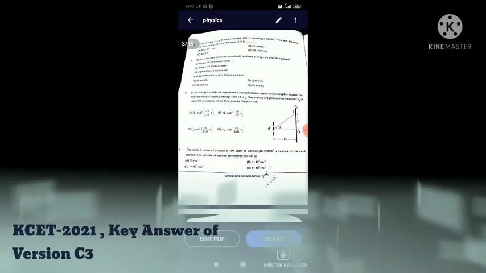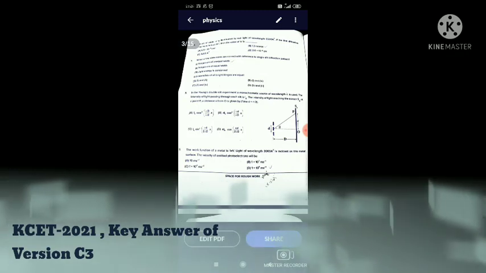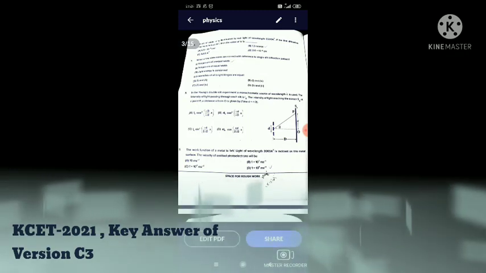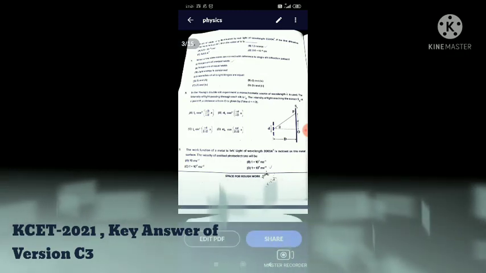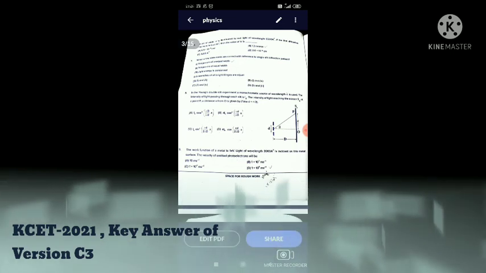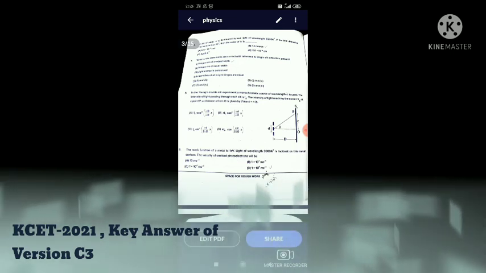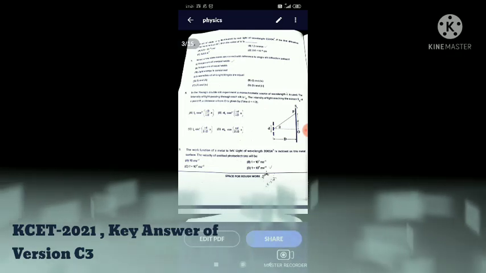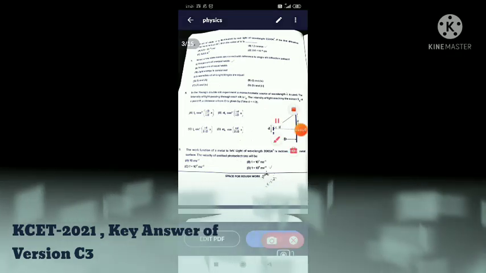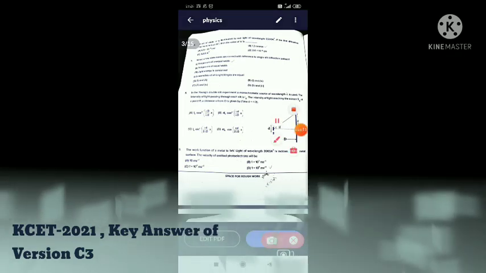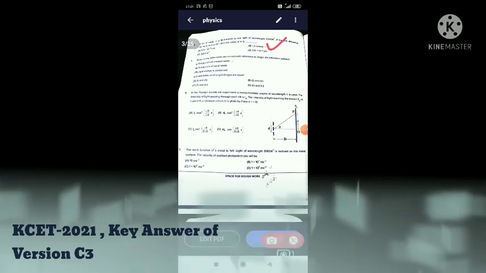The sixth question is: a slit of width a is illuminated by red light of wavelength 6500 Angstroms. If the first diffraction minimum falls at 30 degrees, then the value of a is, the correct option is option D. D is the correct option.